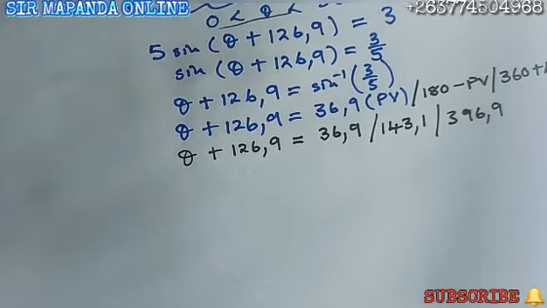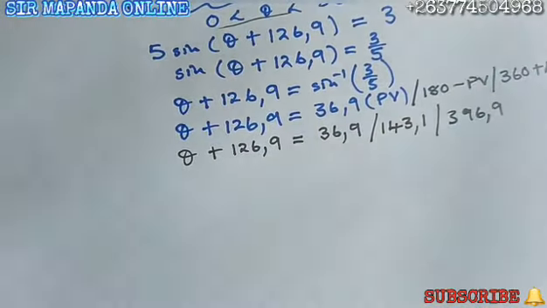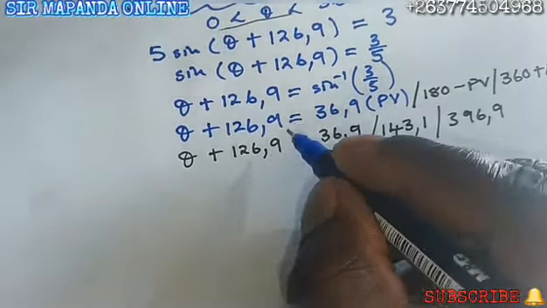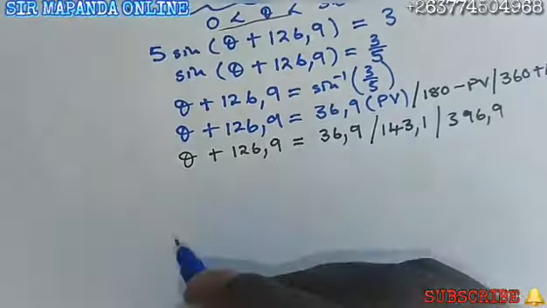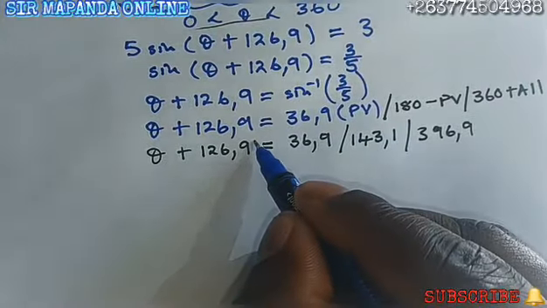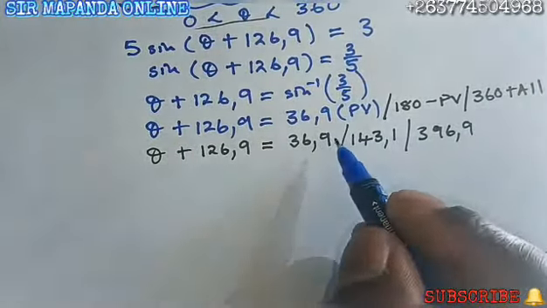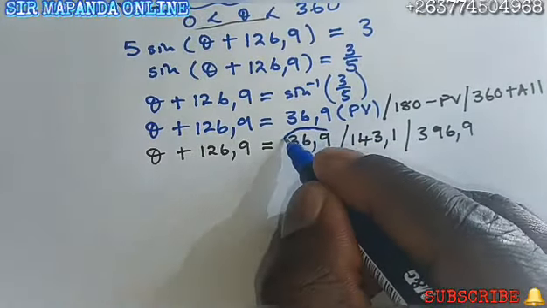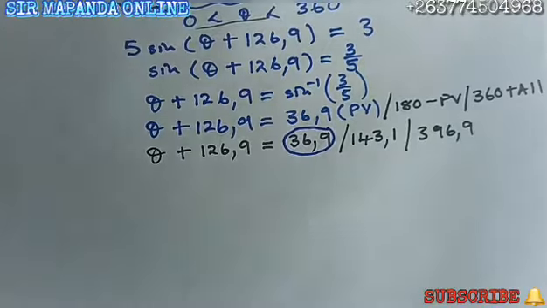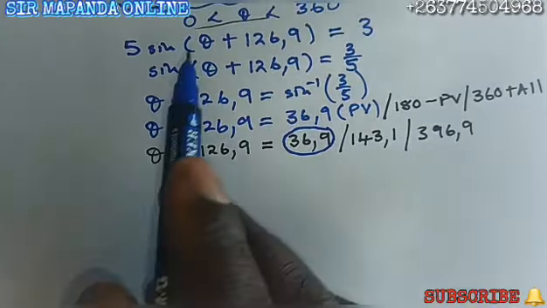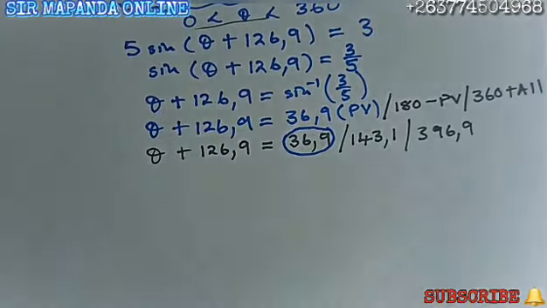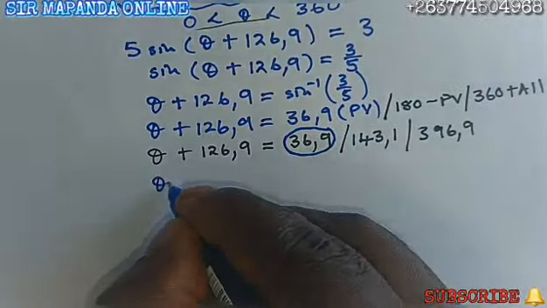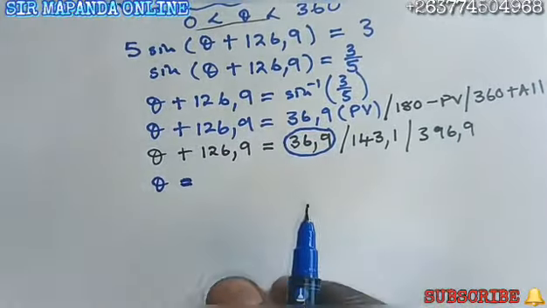Right, but you can notice that since we have a positive 126.9, if we move 126.9 to the right side, it means 36.9 is going to become a negative value. So 36.9 is going to be ignored since we get a negative theta, which is outside the given range 0 to 360. I hope you are following.